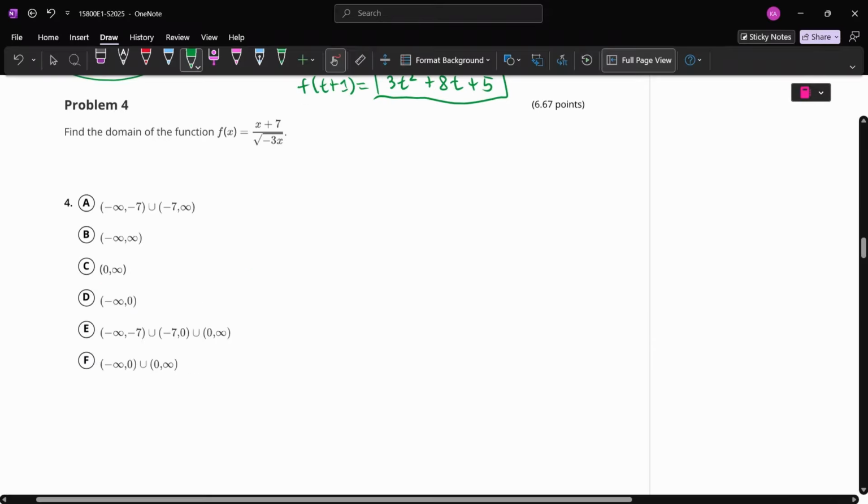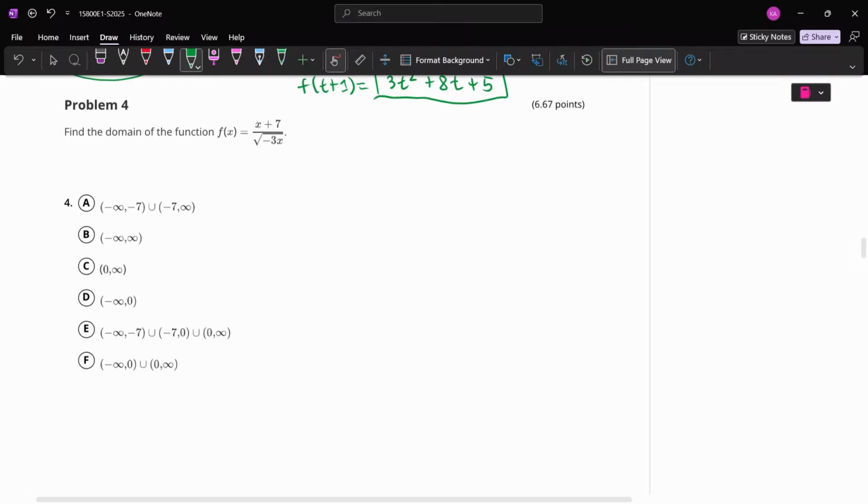Okay, find the domain of the function f of x is equal to x plus 7 over the square root of negative 3x. So before I proceed with this question, recall that a domain is like you're setting up a definition for a set of values that allows the function to spit out a valid real number.